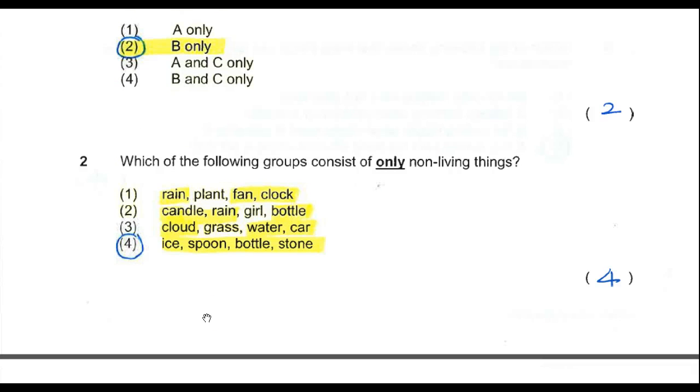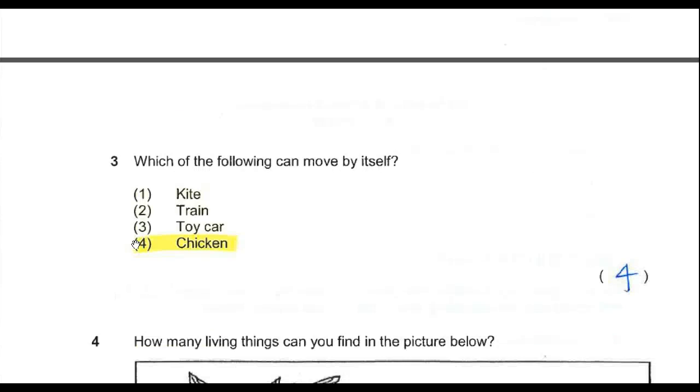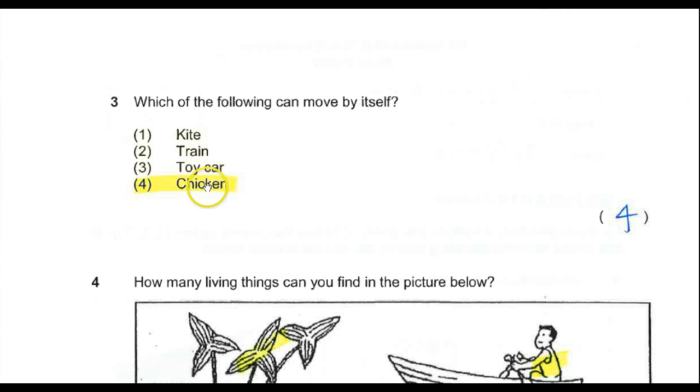Next, over here, the following groups consist of only non-living things. Right, over here you can see all yellow, they are non-living things. It was left with plant, girl, grass, living things. Therefore this whole row is non-living things. Choice is 4.